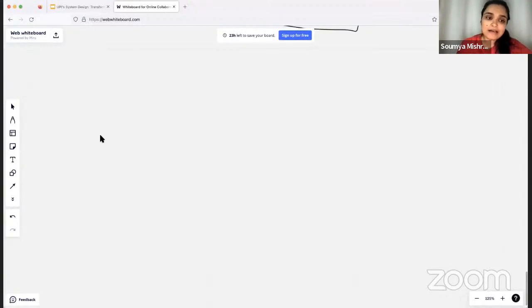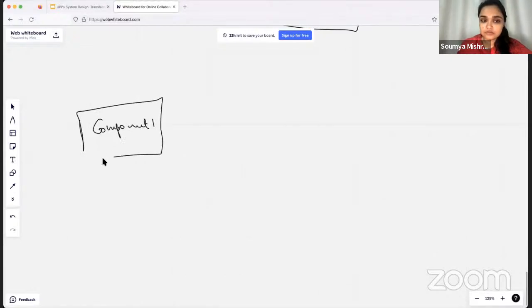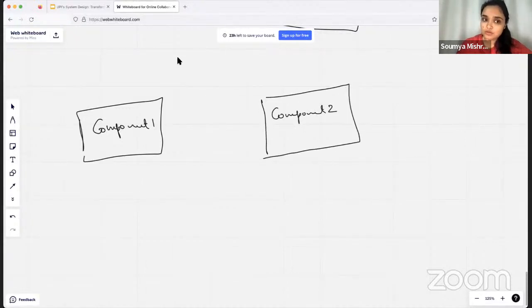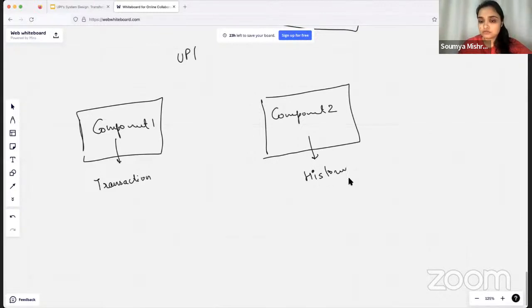So say your system is having component one and component two. Let's take it in terms of UPI only. Okay. So what is this component? This component is the transaction component. And this component is the history component. Okay.